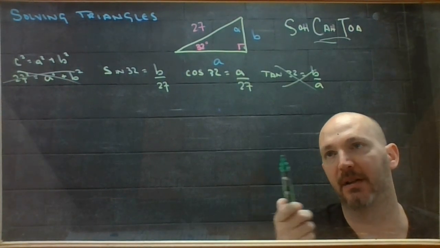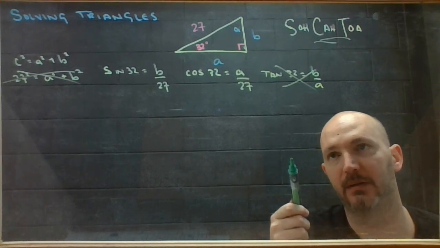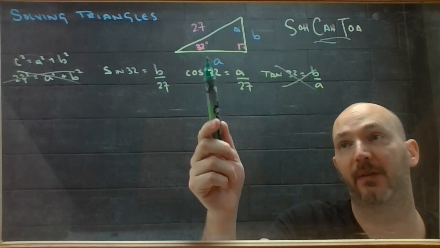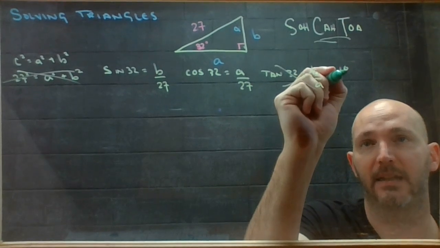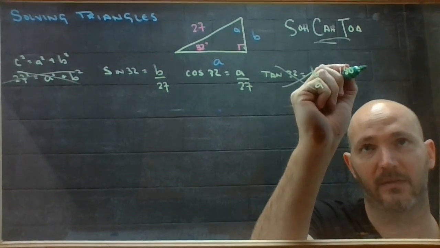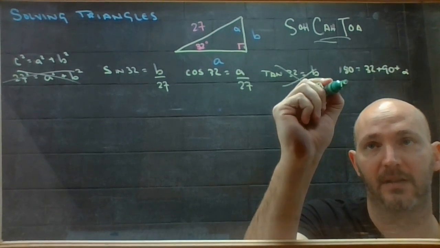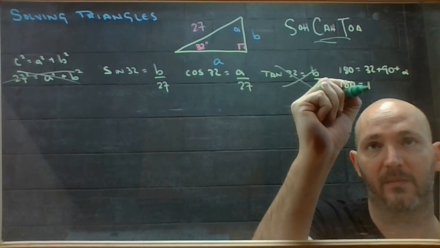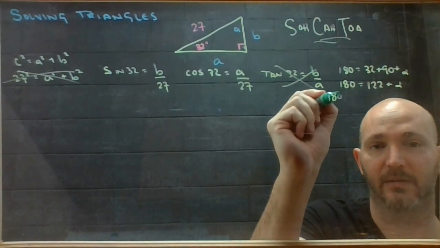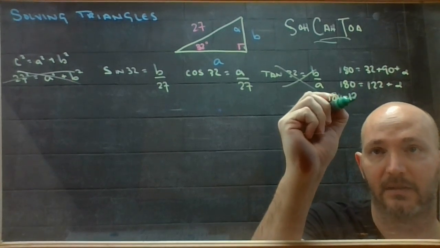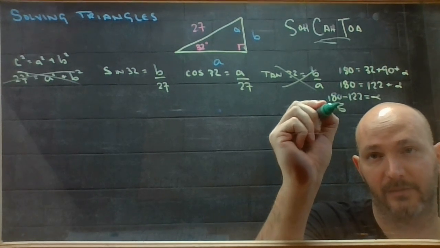Now, if you notice up here, I don't have anything for alpha, except I know two angles in my triangle. So 180 has to be 32 plus 90 plus alpha. So 180 is 122 plus alpha. Kick that over. 58 degrees.